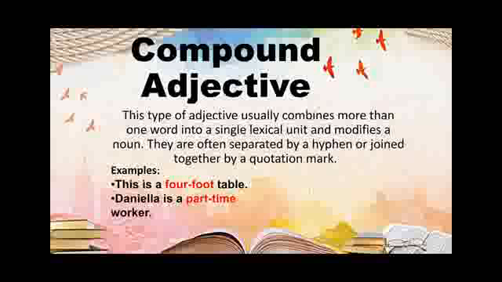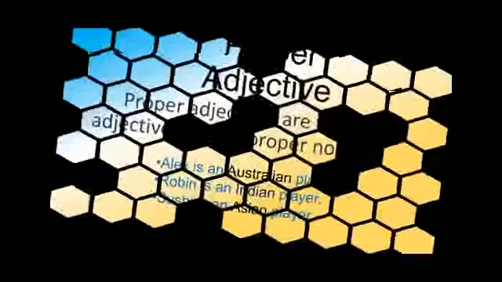Another form of adjective you must know is a compound adjective. Okay, this type of adjective usually combines more than one word into a single lexical unit and modifies a noun. Most times they are either joined by a hyphen or not. Example, this is a 4-foot table. Daniela is a part-time worker. So I'm sure when you see compound adjectives, you'll be able to identify them.